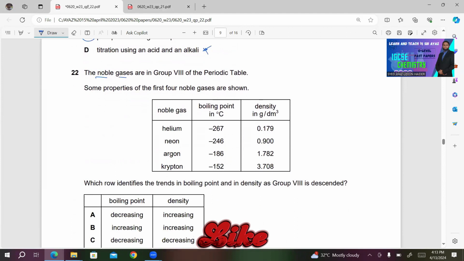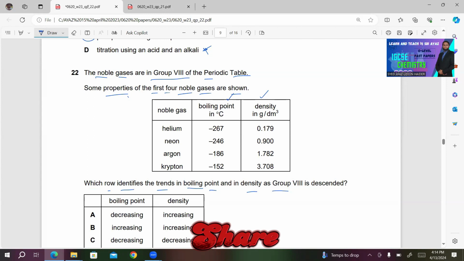The noble gases are in group 8 of the periodic table. Some properties of the first 4 noble gases are shown. Here's a list of boiling point and density. Which row identifies the trends in boiling point and in density as group 8 is descended? Now, this is going down the group. Let's see the boiling point. You see the boiling point increases as you go down. What about the density? Density also increases. So B must be the right answer.